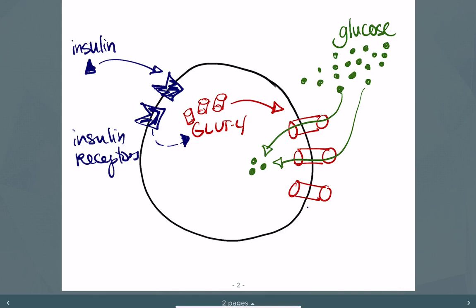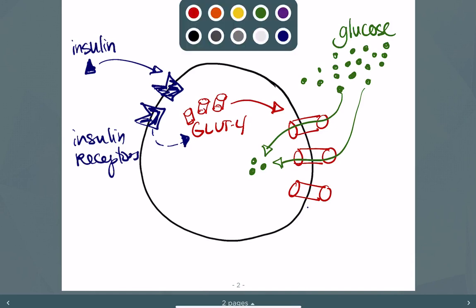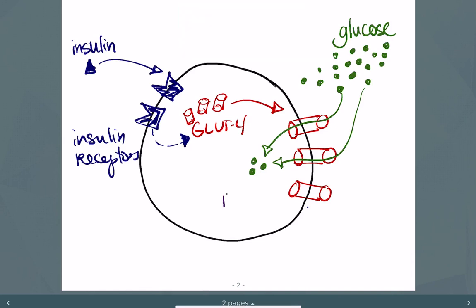Will glucose continue to move into the cell? It would move into the cell as long as the concentration gradient exists, but pretty quickly this is going to equilibrate on either side of the membrane, which would stop glucose from entering the cell. Enter hexokinase, hero of our story.